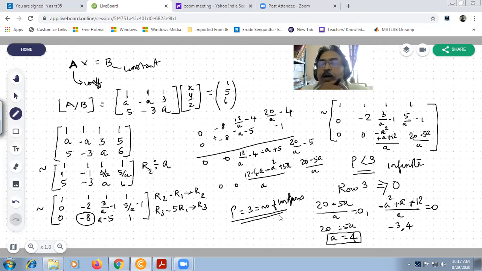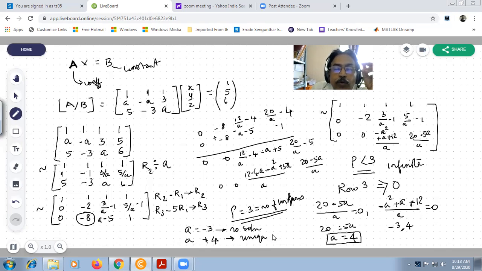And for A is equal to minus 3, this becomes 0. A is equal to minus 3, we have no solution. So for this particular problem, A is equal to minus 3 gives you no solution. A is not equal to 4 gives you unique solution. So these are the results.